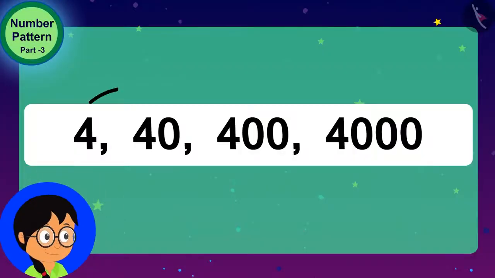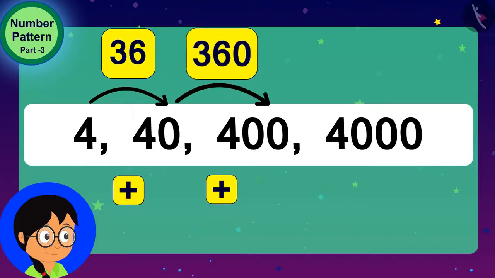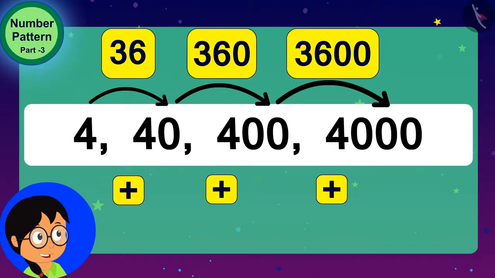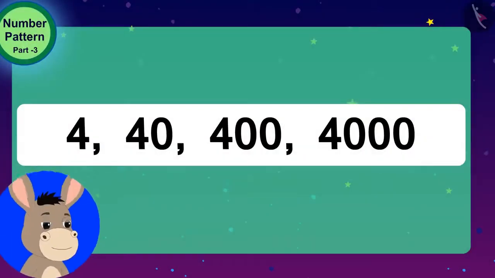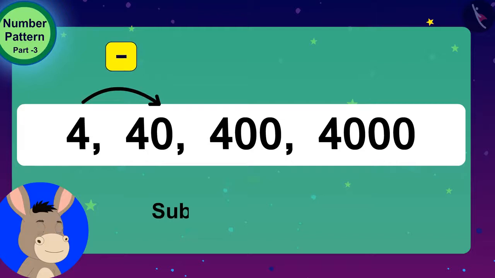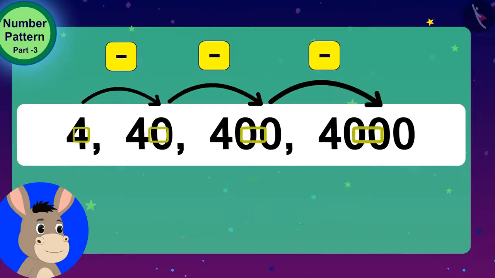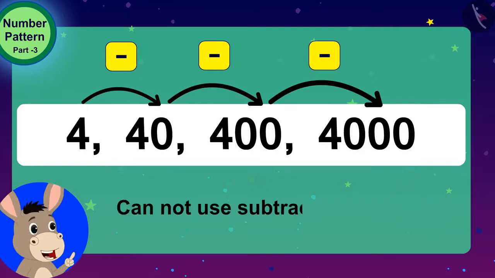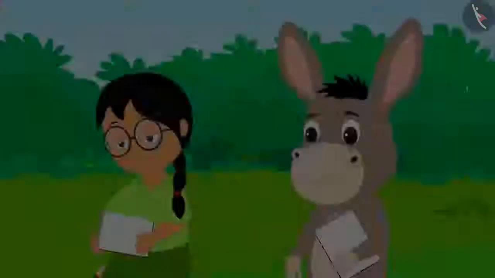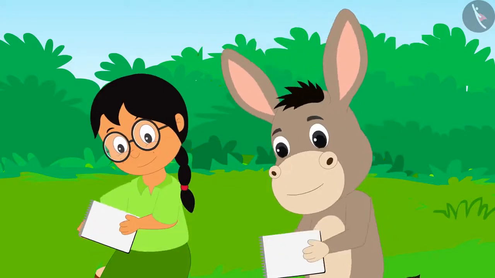Meenu tried to use the addition process. In this pattern, no rules can be made using the process of addition because different numbers are being added each time. Bhola tried to use the subtraction process. Here the numbers are in increasing order, so I can't use subtraction here. Bhola and Meenu were in deep thought.